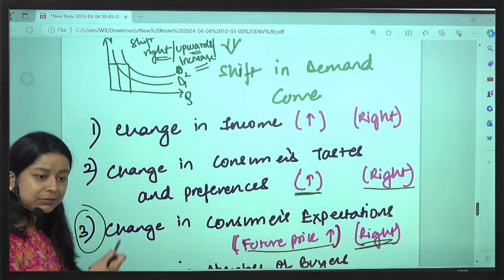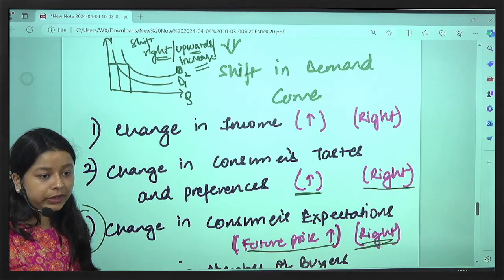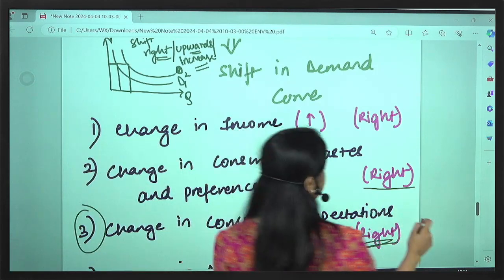This is actually confusing. You might get an MCQ for sure on this, and generally when we are in a hurry, we tend to make a mistake over here. So just think before answering these questions.